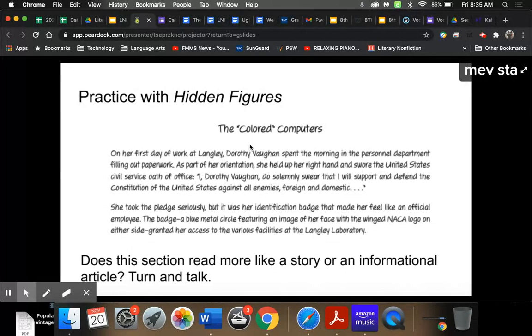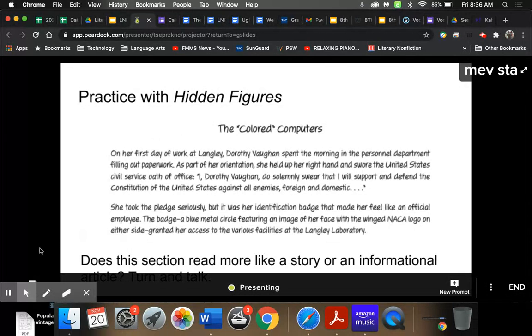On her first day at work at Langley, Dorothy Vaughan spent the morning in the personnel department filling out paperwork. As part of her orientation, she held up her right hand and swore the United States Civil Service oath of office. I, Dorothy Vaughan, do solemnly swear that I will support and defend the Constitution of the United States against all enemies, foreign and domestic. She took the pledge seriously, but it was her identification badge that made her feel like an official employee. The badge, a blue metal circle featuring an image of her face with the winged NACA logo on either side, granted her access to the various facilities at the Langley lab.